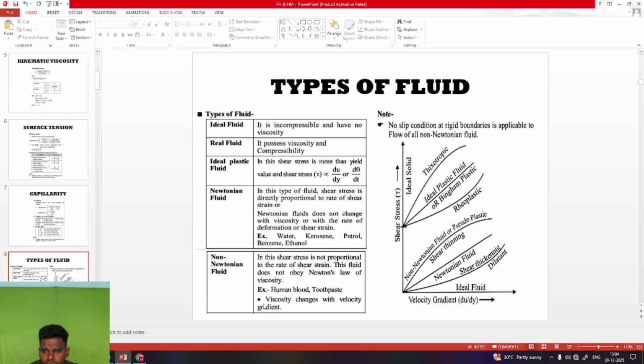The ideal solid. There we can conclude with various fluids: ideal fluid with shear thickening dielectric, and Newtonian fluid with shear thickening, and non-Newtonian fluid are pseudoplastic. For shear stress, rheoplastic, the ideal plastic fluid or Bingham plastic, and thixoplastic is also known as ideal solid.